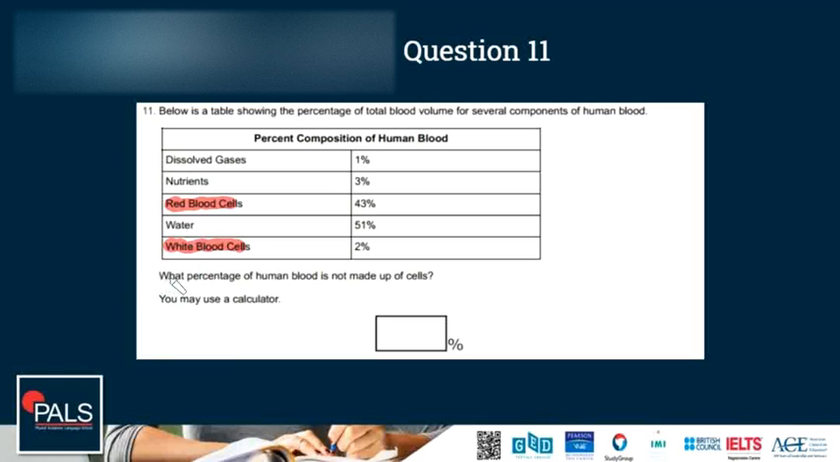So let's check again. What's the question? What percentage of human blood is not made up of cells? So let's subtract the cells. 43 plus 2 is 45. So we have to calculate 100% minus 45%, and that will give us 55%. And that's our answer, 55%.